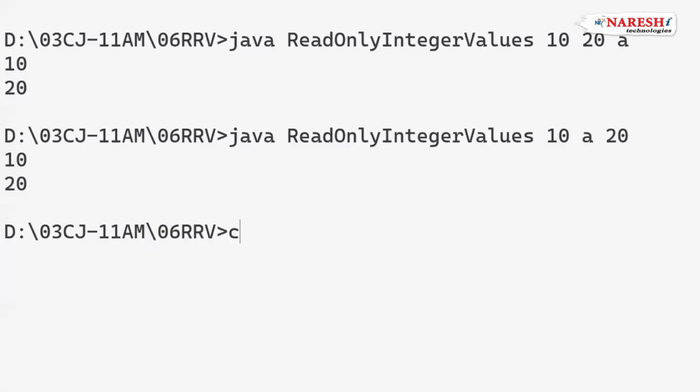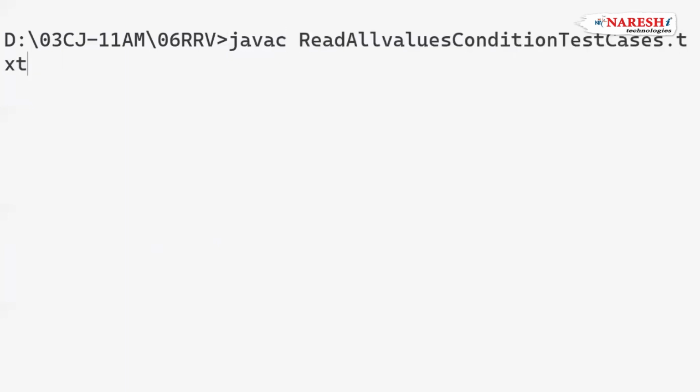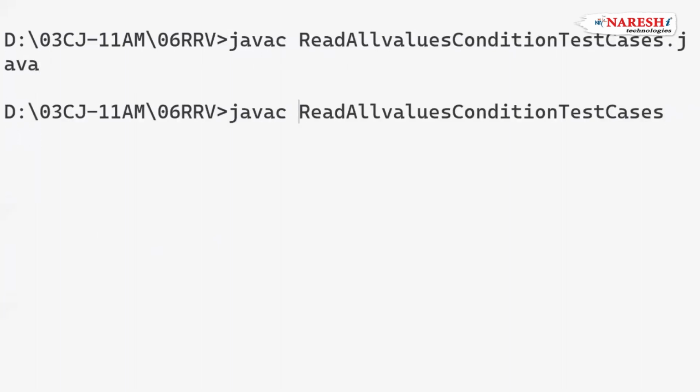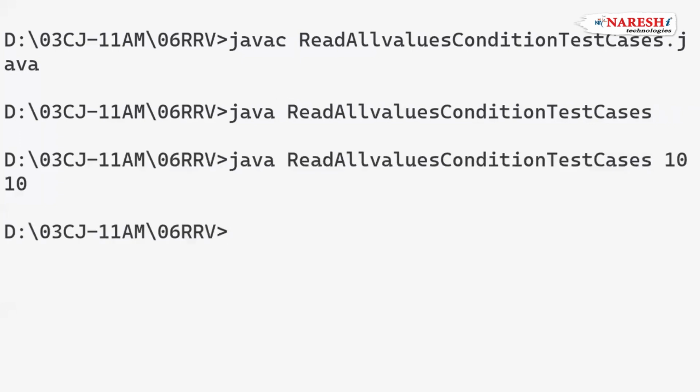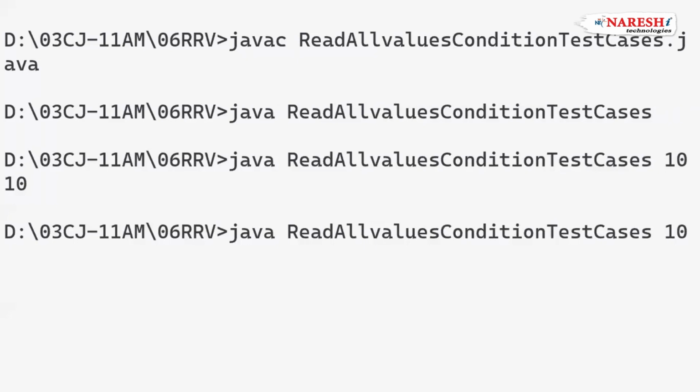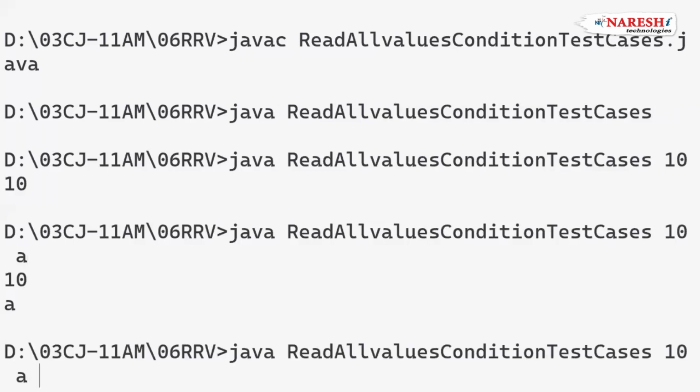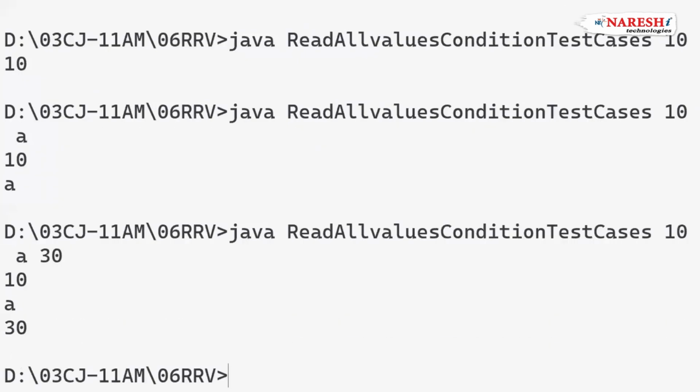Save it. Go to command prompt. javac ReadAll values. Compiled successfully. Now I'm executing. I didn't enter any value, nothing displayed. One value displayed. Two values displayed. Three values are displayed.